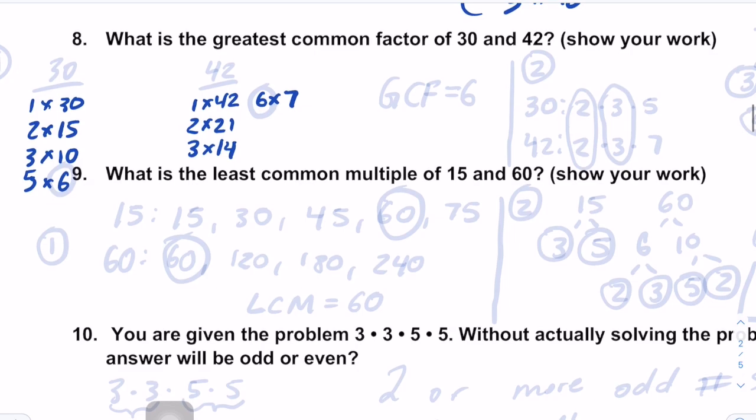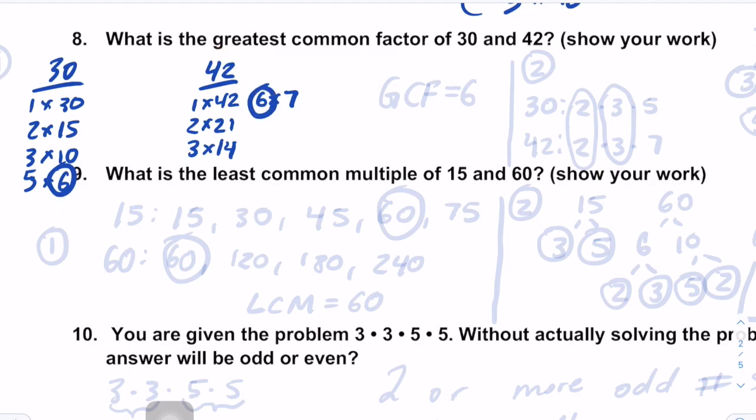Number 8 says, what is the greatest common factor of 30 and 42? And it wants us to show our work. There are 2 ways to do this here. One way is to take the number 30 and find all the factor pairs, and to take the number 42 and find the factor pairs for that as well. Now that I've found all the factor pairs for the number 30 and 42, I can just look down my list and look for the biggest common factor, or the greatest common factor, which in this case does happen to be the number 6.